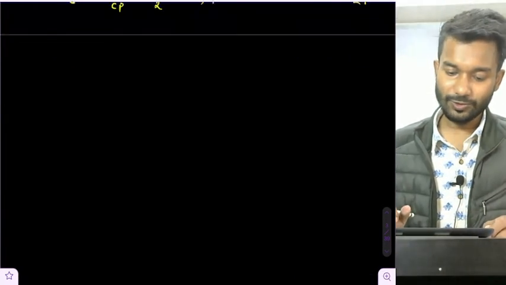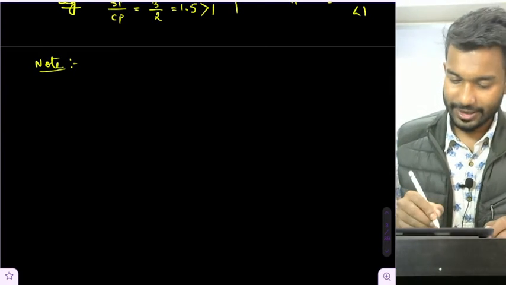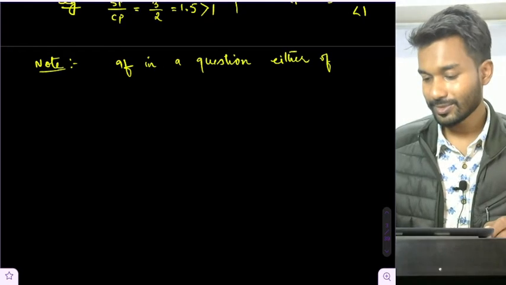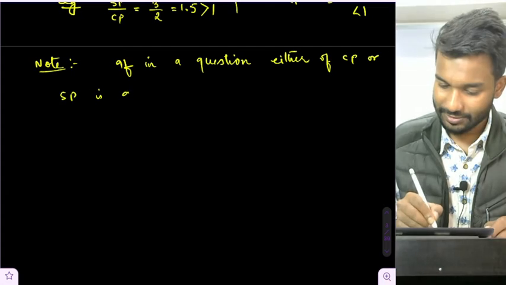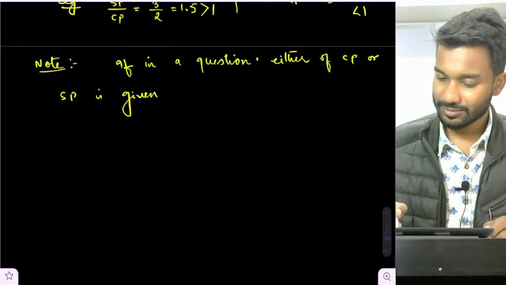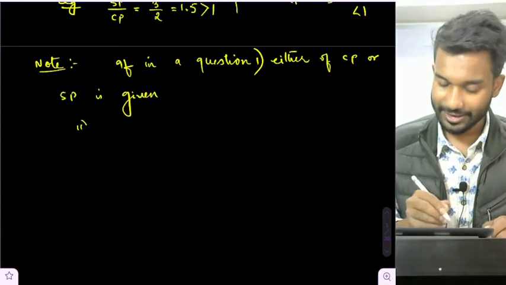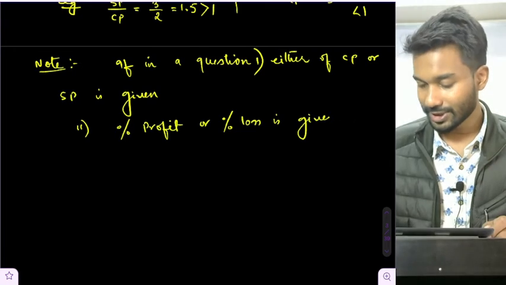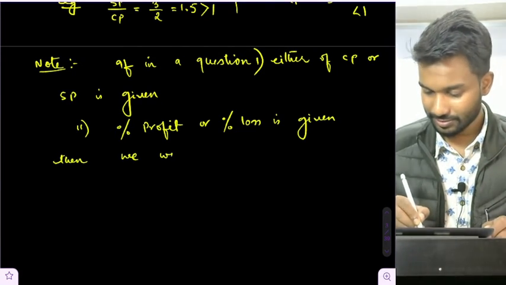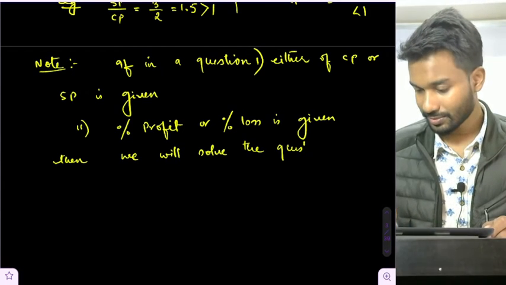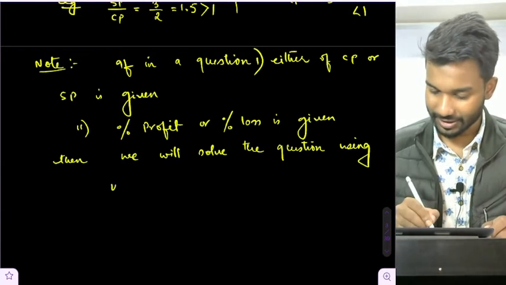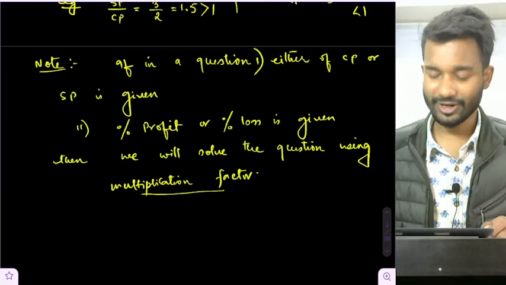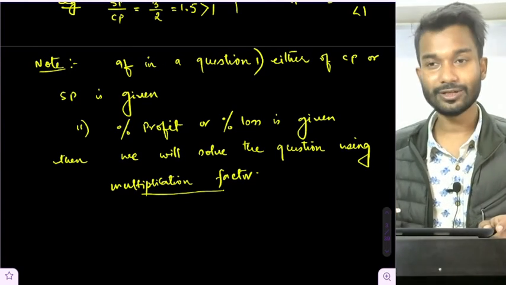Okay. Next, one note you can write. If in a question, there are two conditions. First condition is either of cost price or selling price is given. Second, percentage profit or percentage loss is given. Then we will solve the question using the multiplication factor. I hope you understand what multiplication factor is. In the percentage chapter, I have already explained it. You can watch the video.